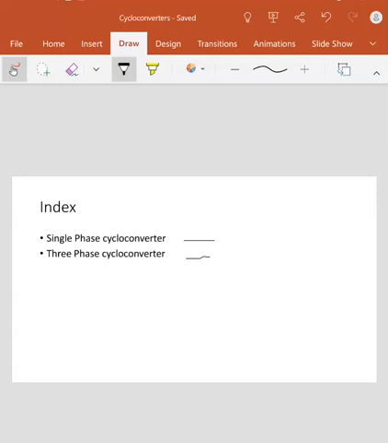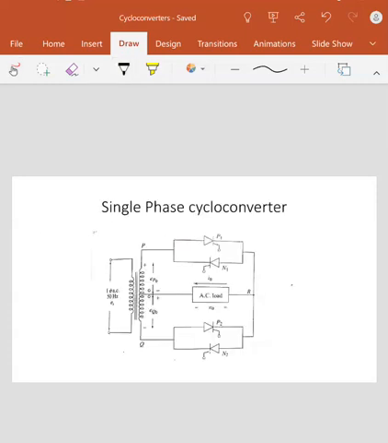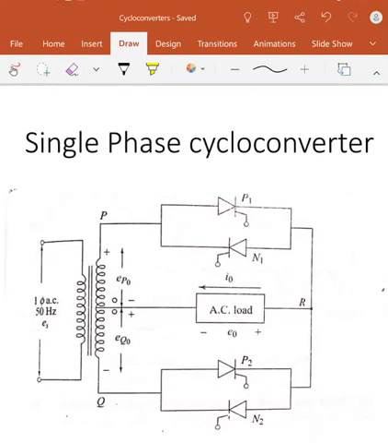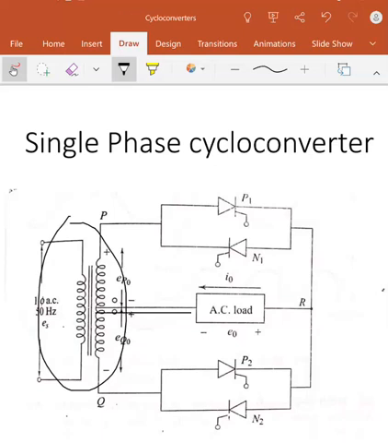Now let us discuss the single phase cycloconverter. This circuit shows the operation and the circuit of the single phase cycloconverter. Here we have a transformer, which obviously has a primary side and a secondary side, and from the secondary side we have taken the center tap, such that the voltage in the first half will be equal to the voltage in the second half. Now we have connected the load to the output.